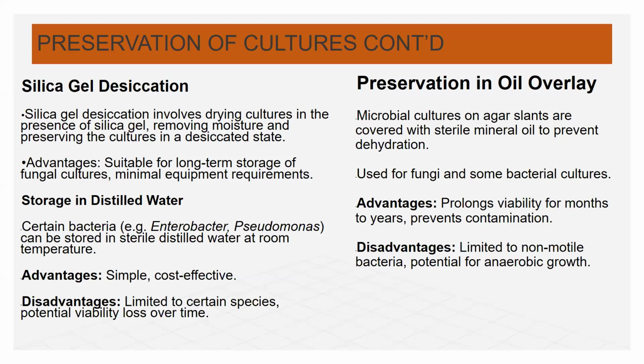It is only organisms that have lipase that can break down oil to proliferate. The disadvantage is that it is limited to non-motile bacteria, and it has the potential for anaerobic growth, and also for those organisms that can produce enzymes that can break down the oil.